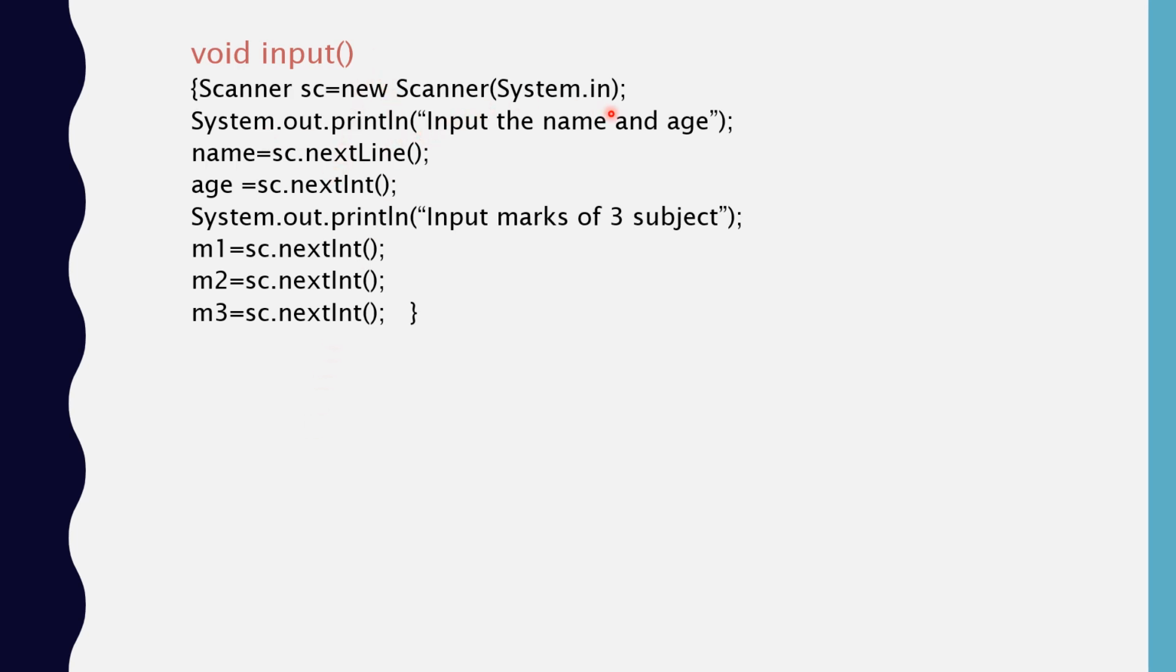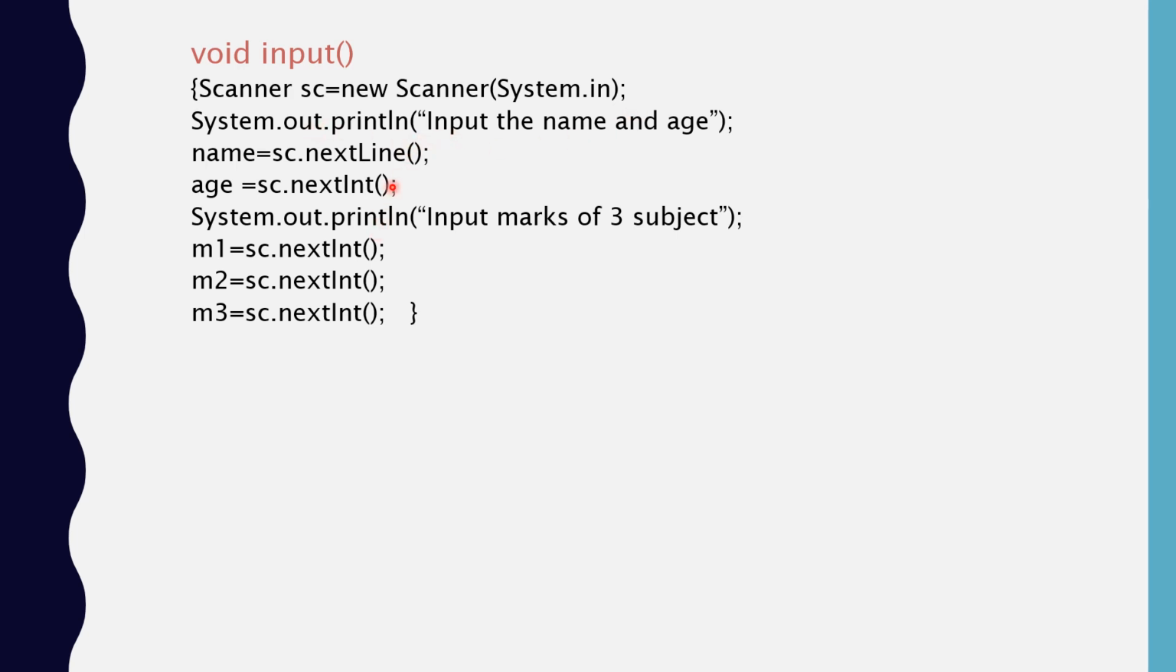Now the third part of the function, void input. Scanner class should be defined in the particular function where we are inputting data. If we are inputting in the main program, the scanner class will be in the main program, and in this case in the function input we are inputting the details. So scanner class will be declared inside the function void input. So scanner is equal to new Scanner(System.in).